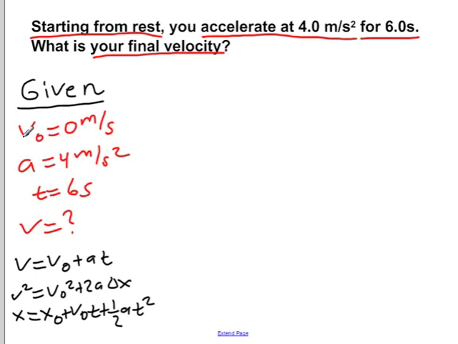Now looking back at our givens, we have an initial velocity, an acceleration, and a time, and we're trying to solve for the final velocity. If we look through these 3 kinematics equations, we would see that the only one that we can use is V equals V naught plus AT.